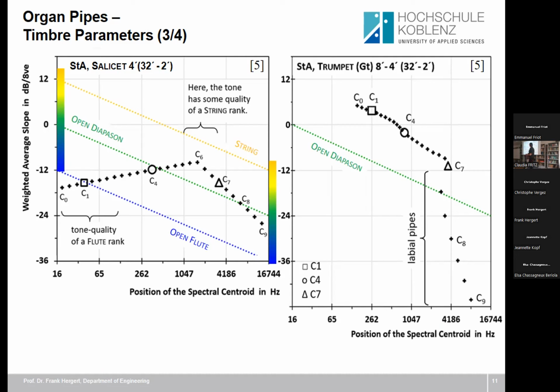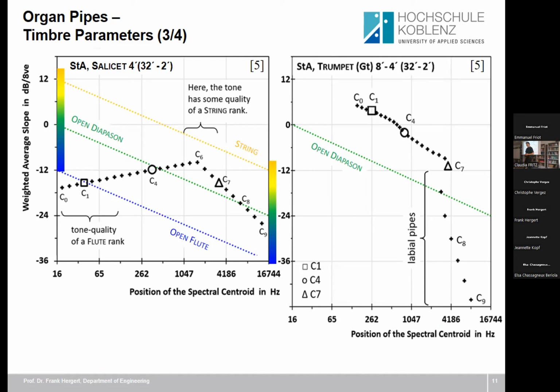And what you see here are data of the Salicional 8 foot. We have seen this already in the spectrum. And you see this rank changes. It comes at low pitch from flute quality, then it develops towards a diapason with a slight string quality, and then at high pitch, because the pipes get so narrow, it goes down towards the flute.